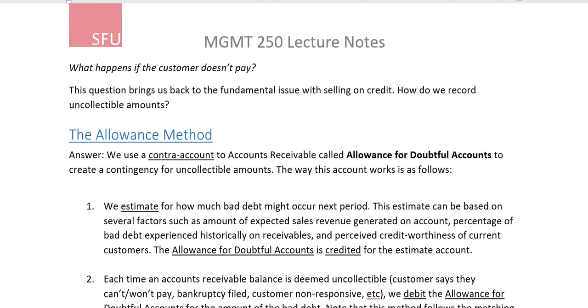What happens if the customer doesn't pay? This question brings us back to the fundamental issue with selling on credit. How do we record uncollectible amounts? So we're going to look at something called the allowance method. We use a contra account to AR called allowance for doubtful accounts, or AFDA, to create a contingency for uncollectible amounts. The way this account works is as follows.